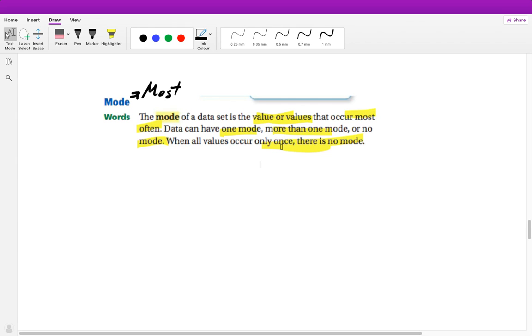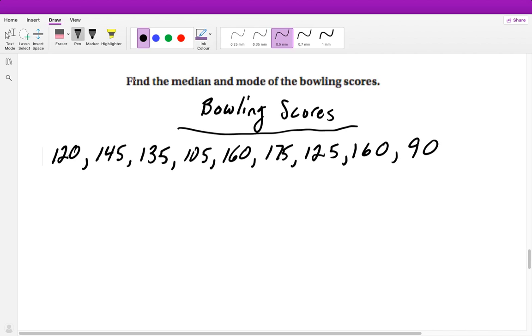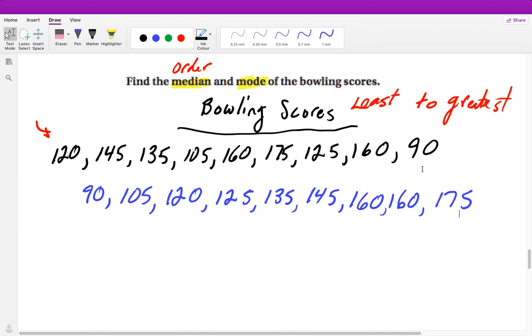We're going to answer a question now dealing with our median and mode, and then I'm going to create another one to show you where a value can appear more than once. Let's say you have this next problem. It says find the median and the mode of the following bowling scores. When doing our median, we must order them from least to greatest. So I'm going to pause my screen and rewrite this list from least to greatest. All right, now I've listed them in their proper order.